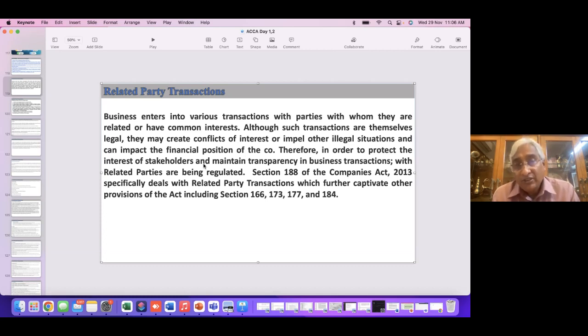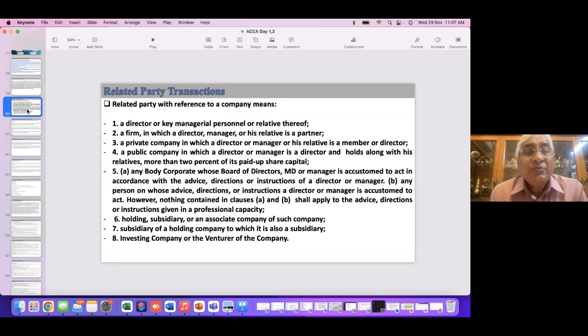So in other words, the governance is protected by the acts which prohibit certain activities and which allow certain activities with different sorts of compliances. Now who are the related parties? So related party with reference to a company, as I said in the social situation also, somebody is relative to somebody. Somebody is related to X. X is related to Z. So this chain can go on and on.